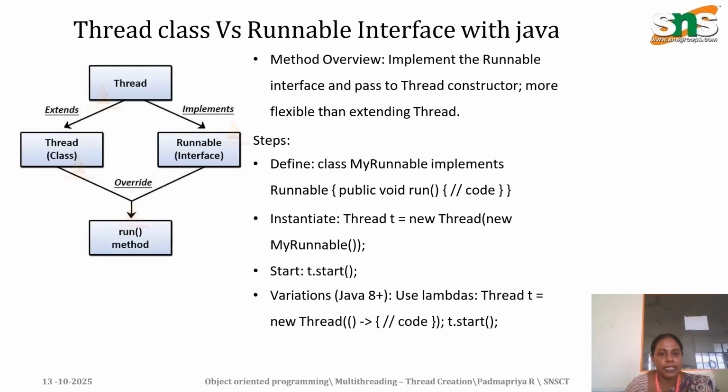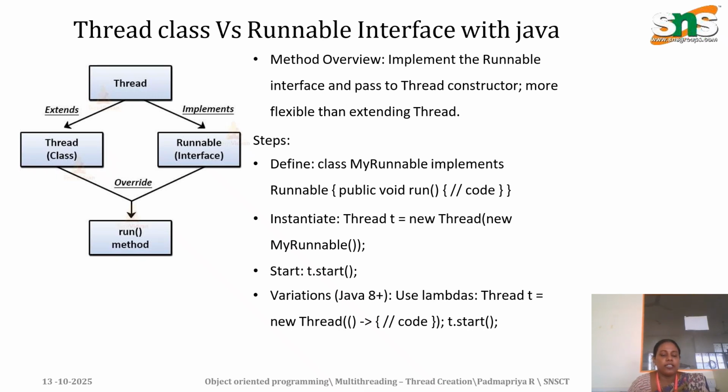So the next thing is Thread class versus Runnable interface in Java. The method overview is one of the differences between the thread and the interface. You implement a Runnable interface and pass it to the Thread constructor, and it is more flexible than extending Thread. The steps are define, instantiate, start, and variations. Define means class MyRunnable implements Runnable, and instantiate means create the new thread, that is Thread t = new Thread, and start means t.start, and variations is to use lambdas: Thread t = new Thread.